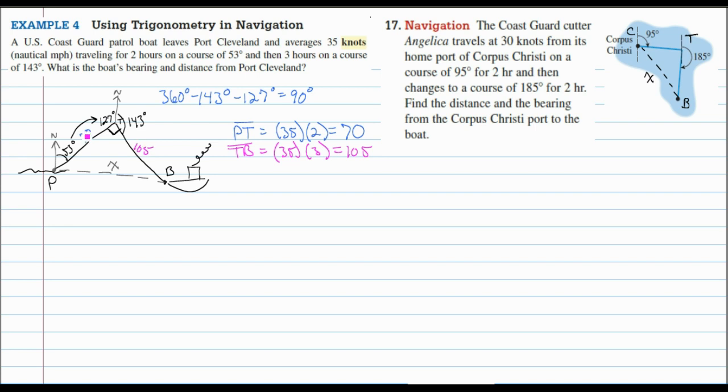Now I can use the Pythagorean theorem to find out what this length is. That x is the hypotenuse, the distance from the boat to the port. So I can say 70 squared plus 105 squared equals x squared. We'll just say x equals the square root of 70 squared plus 105 squared, which in my calculator is about 126.19 nautical miles.